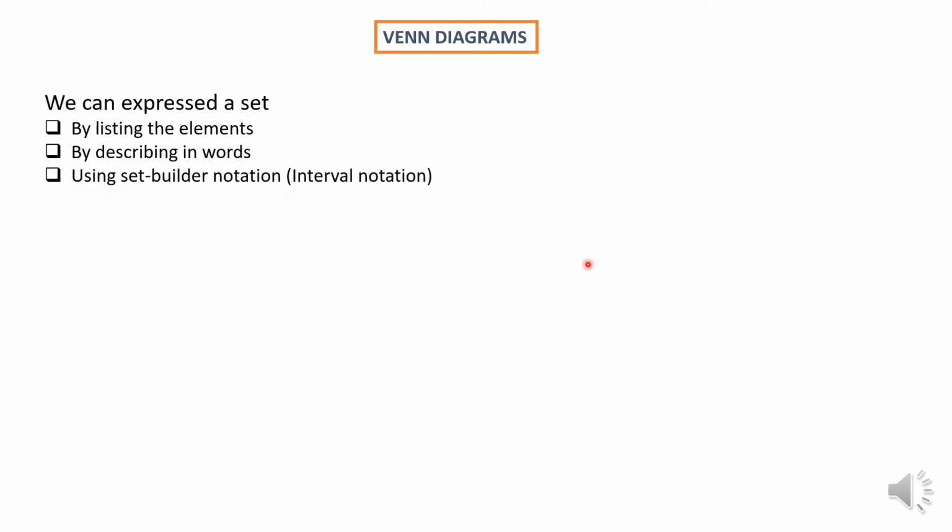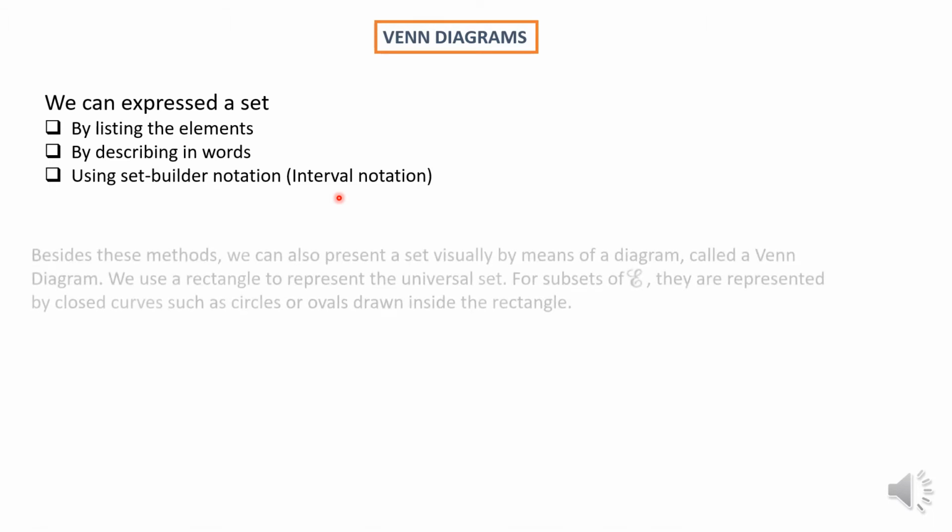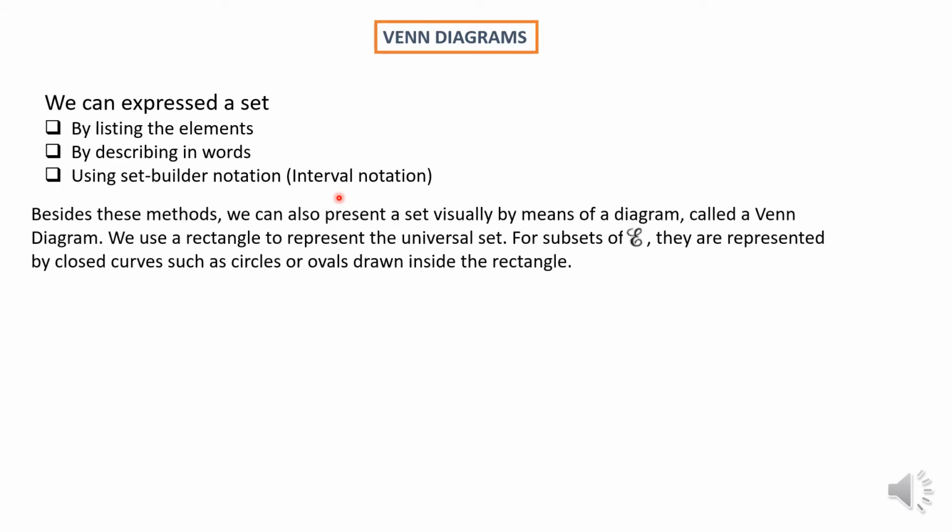Well, so when we are talking about Venn diagrams, we know that we have three ways that we already know how to express a set. It's either by listing the elements, that is in a roster, or listing them in a row, or by describing in words, like for example, a set of all prime numbers, or using set builder notation, or what is also known as the interval notation. Well, there is another method, and that is called using Venn diagrams.